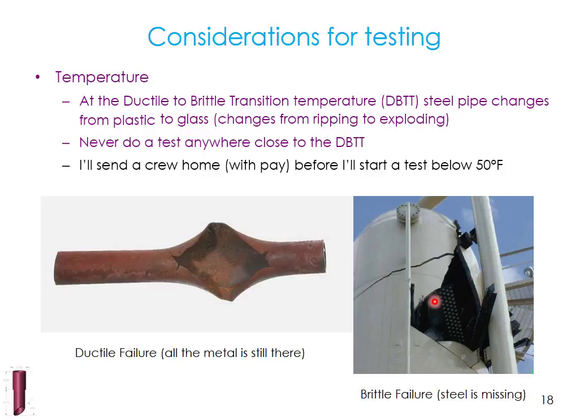I'll send a crew home with pay before I'll start a test below 50 degrees Fahrenheit. And this DBTT is really dependent on the metallurgy. Milder steels have a lower DBTT than higher grade steels. So if you're using an X60, an X80, X90 grade pipe, then you really want to pay attention to this DBTT because it's going to be high. For mild steel, that temperature is usually around 0 Fahrenheit.